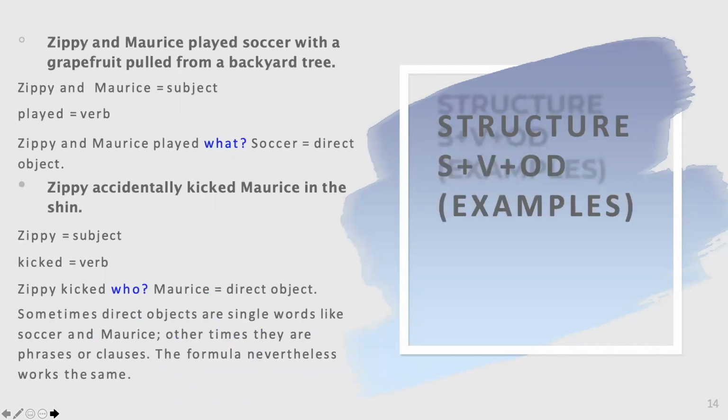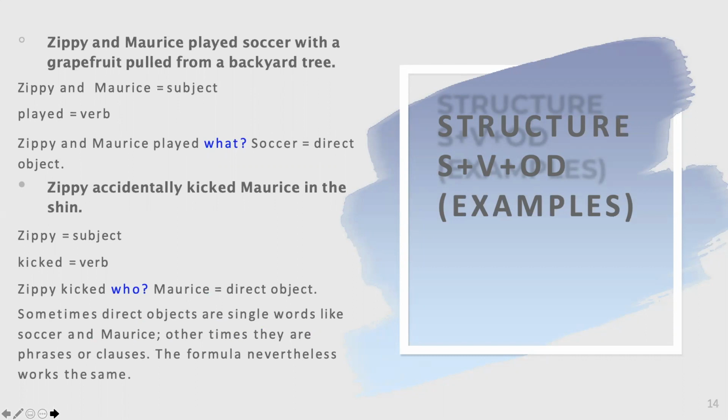So check this example. Zippy and Maurice played soccer with a grapefruit pulled from a backyard tree. You already know that Zippy and Maurice is the subject. Played is the verb in past tense. Now you can ask yourself, Zippy and Maurice played what? And of course you will get the answer, soccer. Okay, soccer in this case is the direct object.